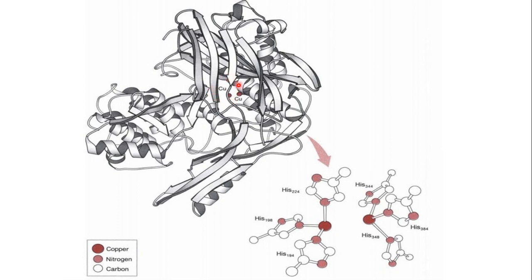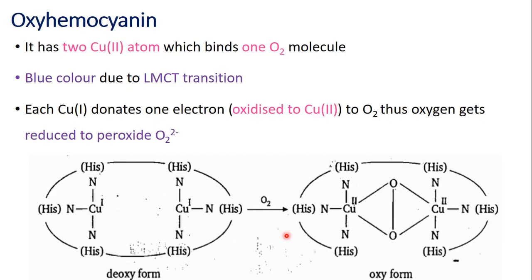If we zoom in on this place, we will have a closer look like this. Here each copper is surrounded by 3 histidine groups. Here they have just shown the imidazole part of the histidine group.